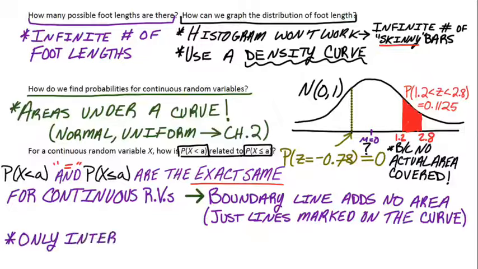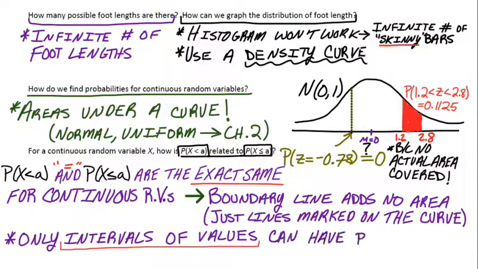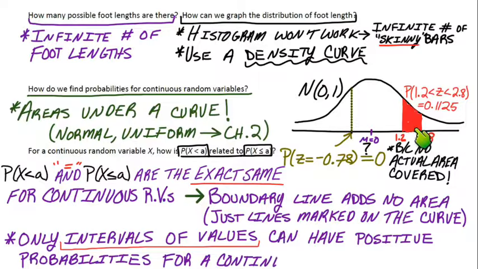So to actually get a probability for a continuous distribution, the only way we can do that is to have intervals of values. That way we can go from one boundary line to another boundary line, and that'll actually give us a value for our probability.